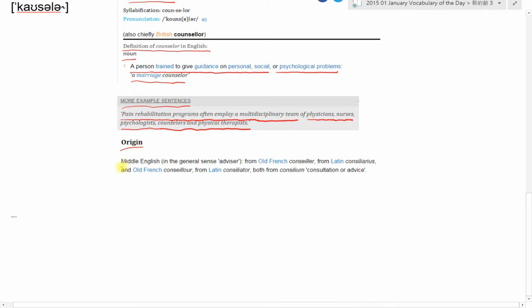Origin. Middle English in the general sense, advisor, from Old French, conseiller, from Latin, conciliaris, and from Old French, conseiller, from Latin, conciliator, both from concilium, consultations, or advice.